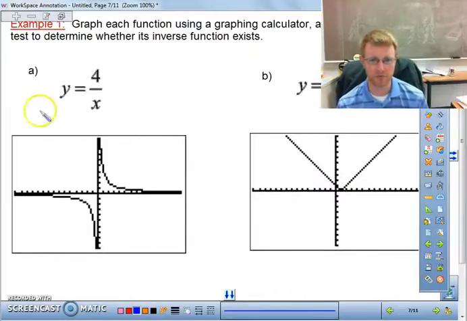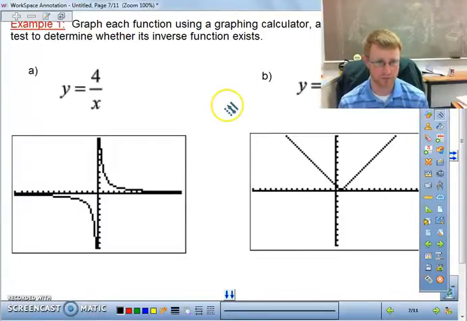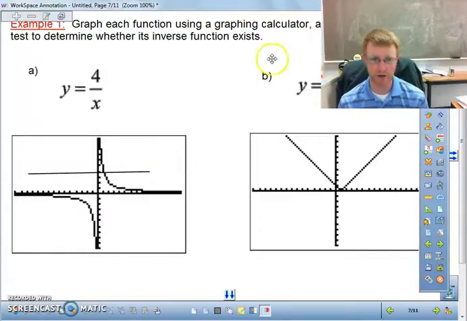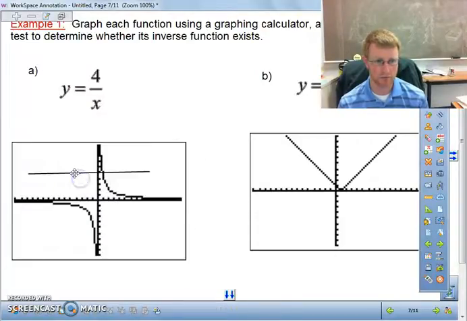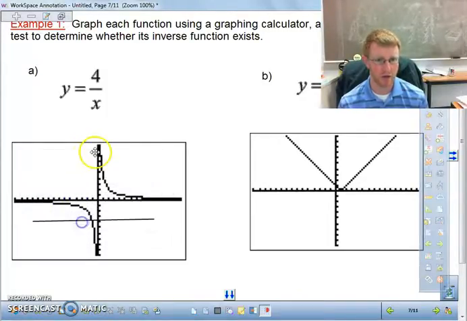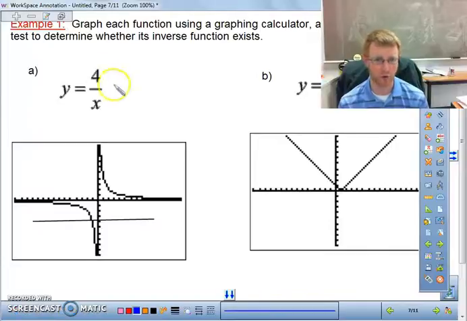And we can do the same thing with this graph right here. So here, we're going to do a horizontal line test, and we're going to test y equals 4 over x. We take that horizontal line, we go up with it, and it does not go through more than one point of it. So that means we can say that y equals 4 over x has an inverse. Okay? So we can say, yes, there is an inverse.